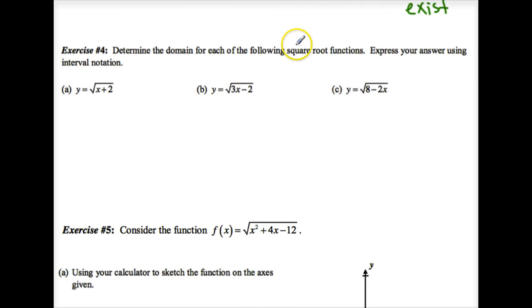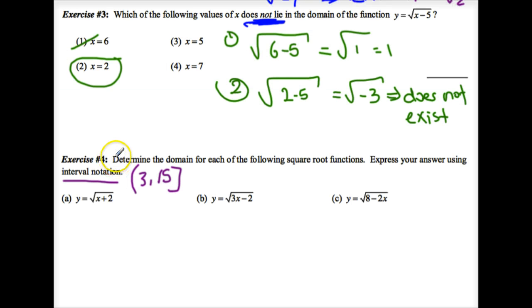Exercise 4, it says determine the domain of the following. Express your answer in interval notation. Interval notation is when we have something, let's say 3 comma 15 included. So the way we do this, we take what's under my radical sign and make it greater than or equal to 0, because I know that the square root cannot be less than 0. Anything less than 0, like negative 3, does not exist.